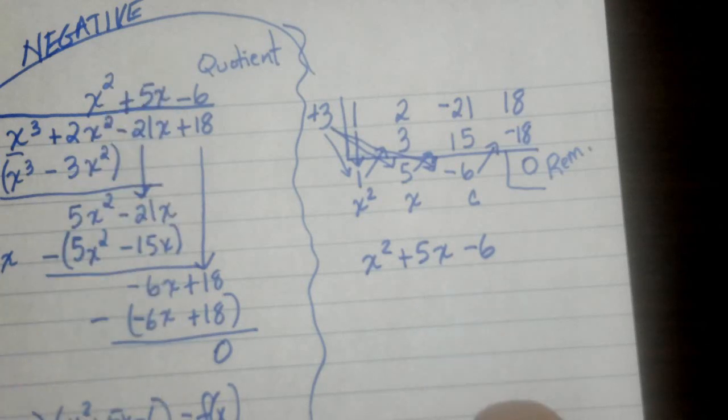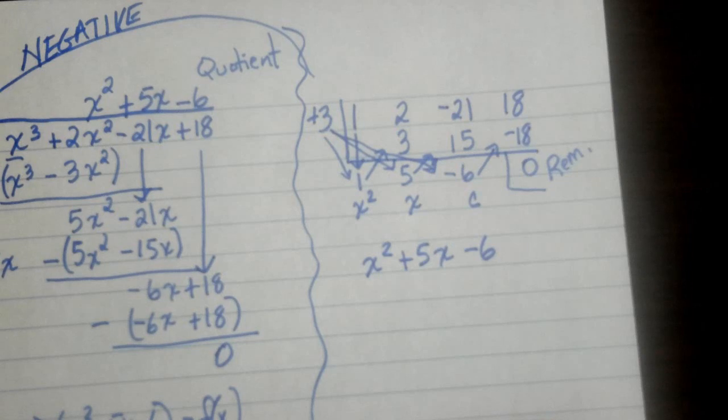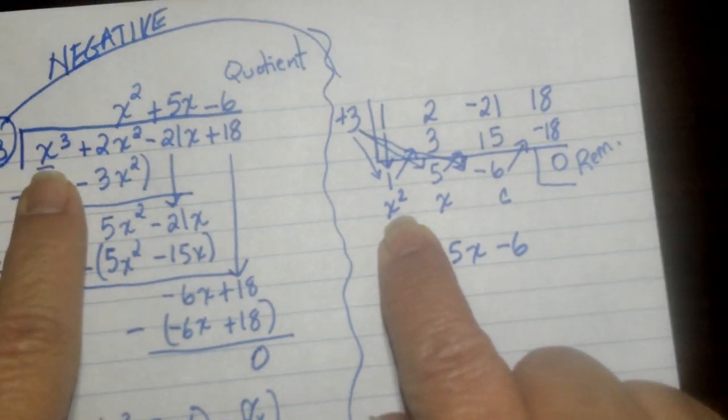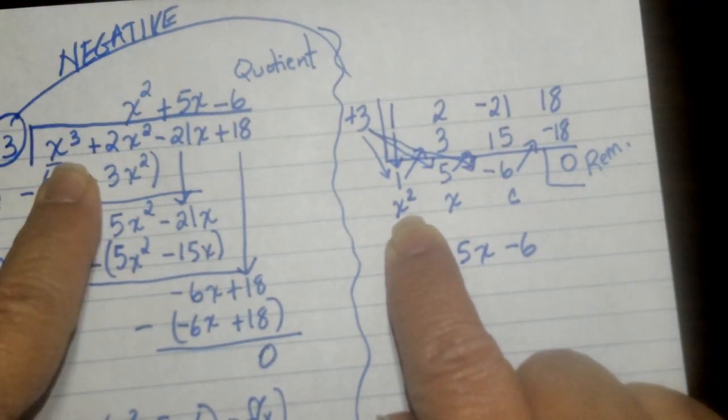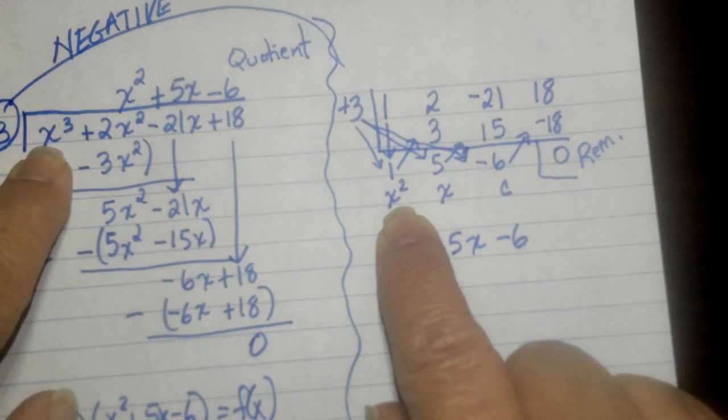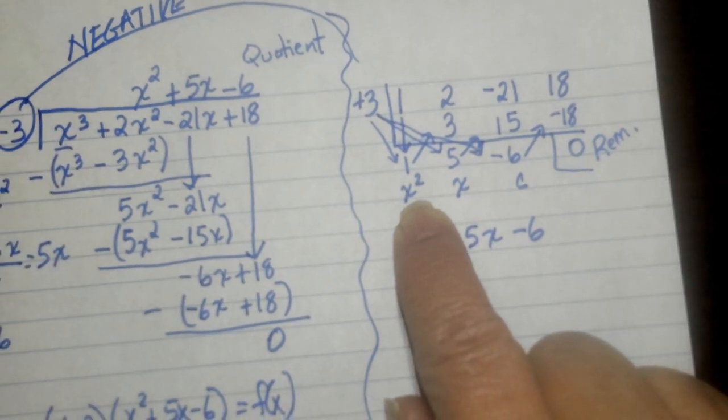Okay. Let's talk a minute about why this works. All right, you see how this is going to come out to be x squared, which is 1 degree less than the x cubed. Well, that's always going to work because what's your first step in division? You're dividing x into this number. And so you're going to get 1 degree lower.